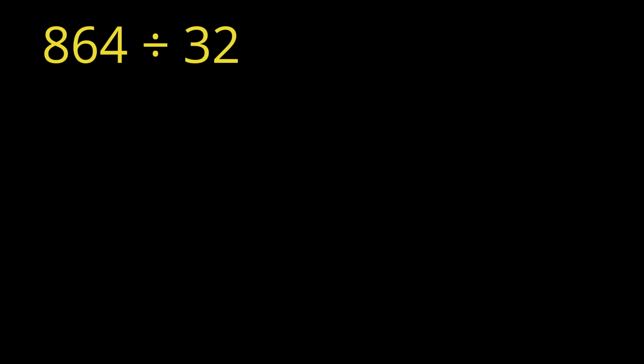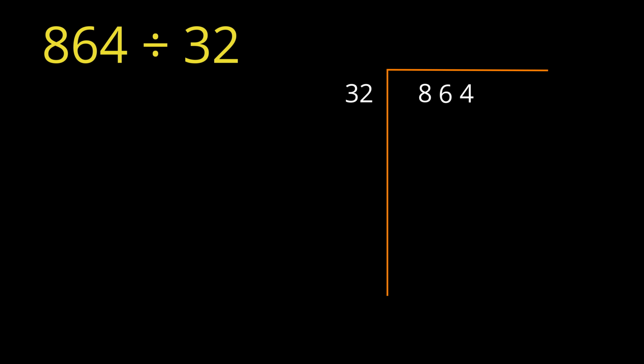Let's do 864 divided by 32. 32 does not divide into 8. So bring down the next number, which is 6. 32 divides into 86 2 times. Write the 2 in the answer. 2 multiplied by 32 is 64. 86 minus 64 is 22.